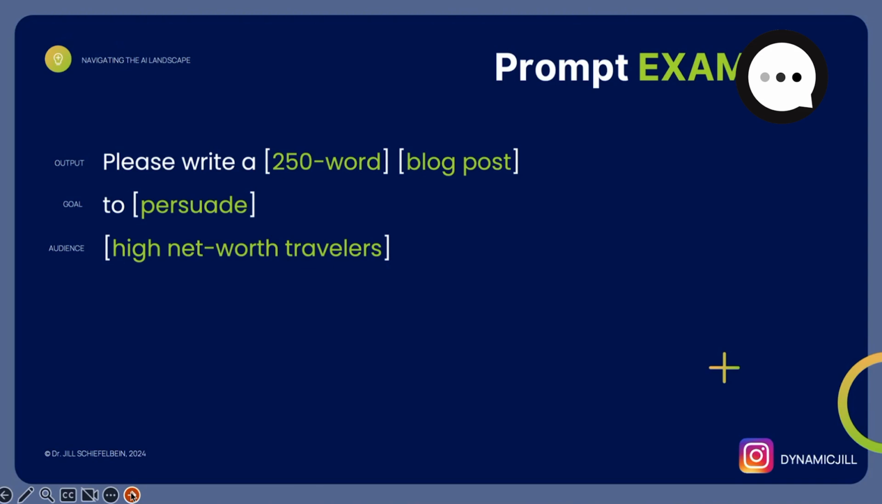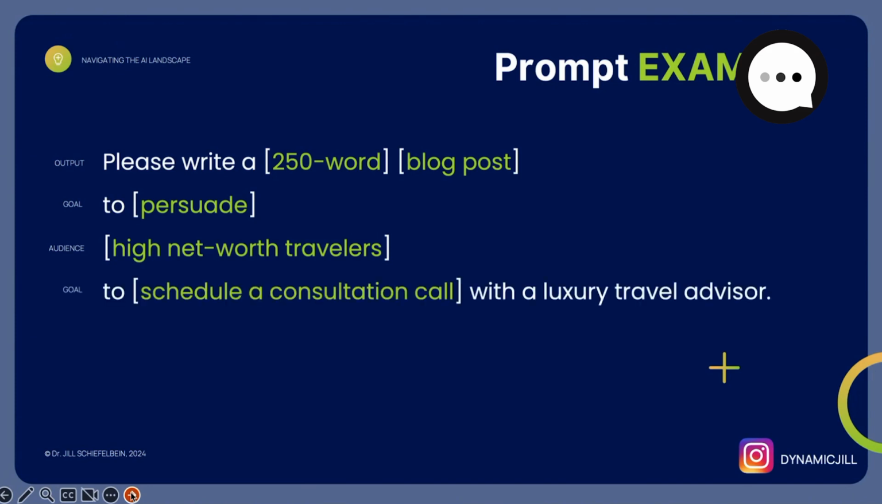So I'm crafting this for a luxury travel agency who's trying to attract more potential clients to give to their advisors. So again, you see writing a 250 word blog post to persuade high net worth travelers. What do you want to persuade them to do? Now you're specific about the goal, which is to schedule a consultation call with one of the luxury advisors. So again, the output, you're very specific. It's not only a blog post, it's a specific length. There's some parameters there. You know that you want to persuade, not necessarily inform, persuade. You know the audience, high net worth travelers. And then what do you want them to take action on?